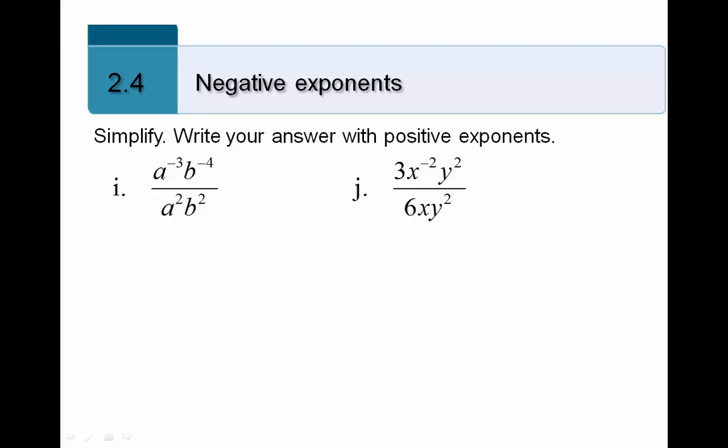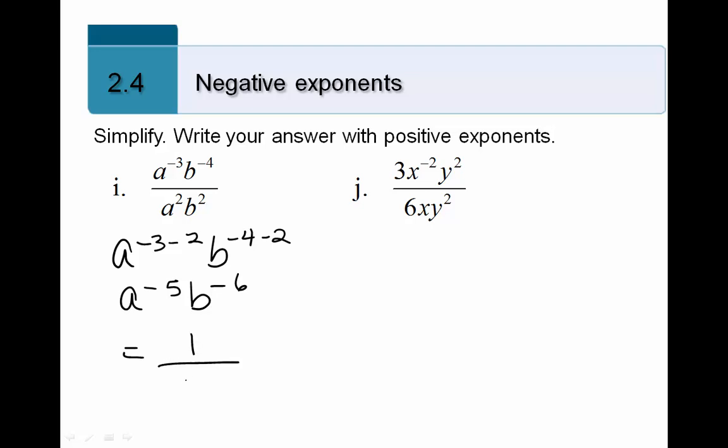So I have a to the negative third b to the negative fourth divided by a squared b squared. So we're dividing, so we're going to subtract our exponents. I have a to the negative 3 minus 2, b to the negative 4 minus 2. That will equal a to the negative fifth, b to the negative 6. I will need to take the reciprocal of both of those to make my exponent positive. The reciprocal of a is 1 over a. The reciprocal of b is 1 over b. That's forcing the a to the bottom to make the exponent positive, as well as the b.